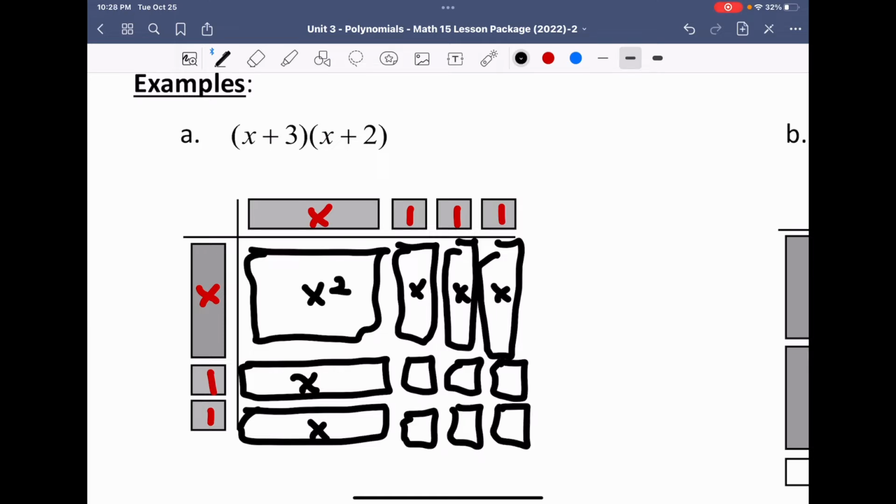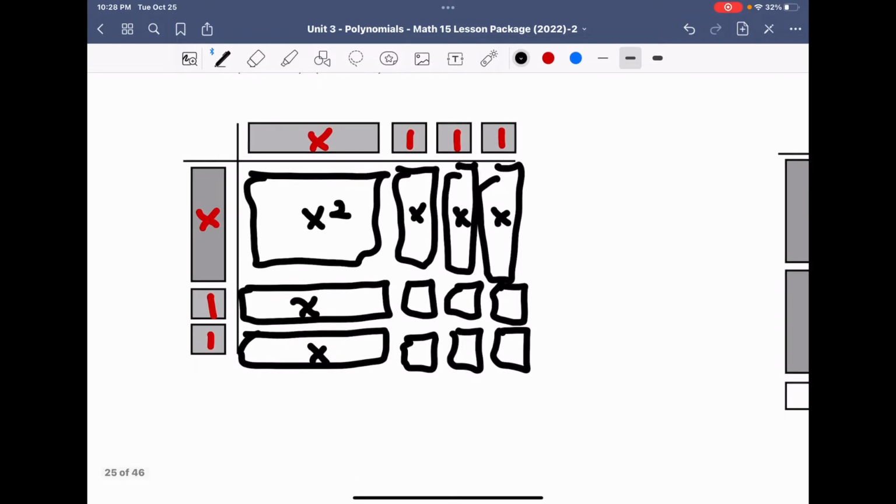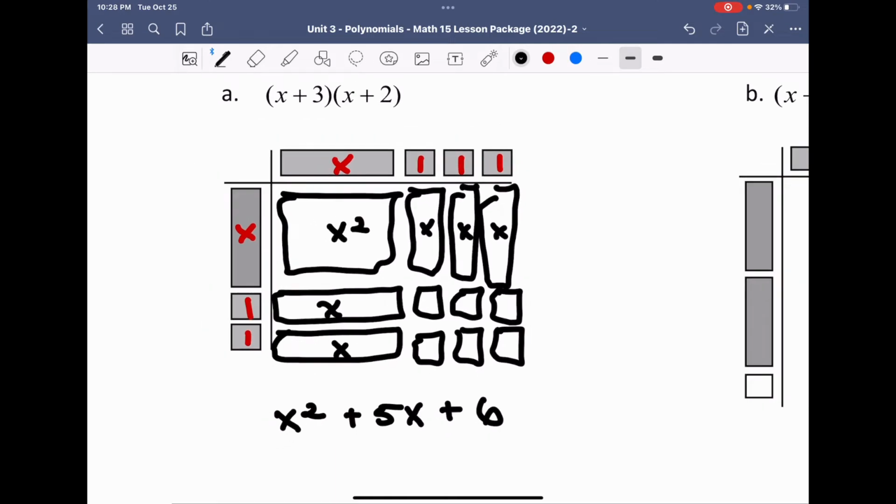Now, if I want to express this as whatever polynomial term I have, well, I have x squared or 1x squared. I have 5 of the x terms, and I have 6 of the individual ones. So this is factored into my trinomial.